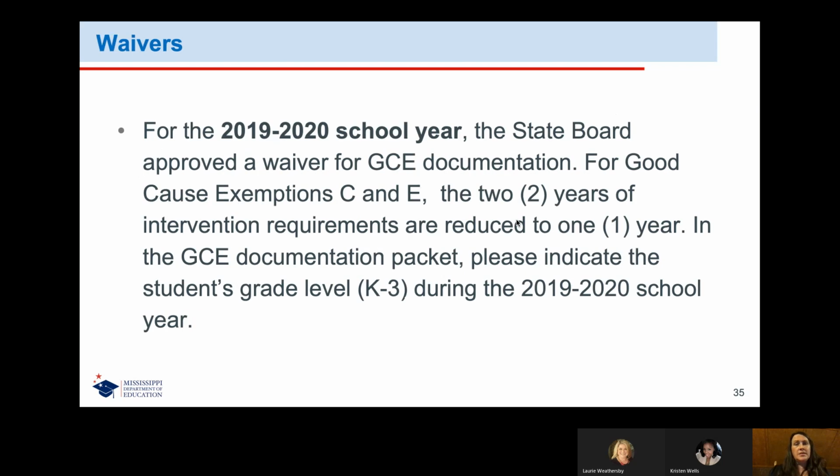So this fall, the State Board of Education approved some waivers concerning good cause exemption documentation. For good cause exemption C and E, the 2 years of intervention requirements are reduced to 1 year. So in the good cause exemption documentation packet, when you complete it, please indicate the school's grade level, kindergarten through third grade during the 2019-2020 school year. So what that means is good cause exemption C now requires 1 year of intervention and 1 year of retention, and then good cause exemption E would be 1 year of intervention and then 2 years of retention for the 2019 or 2020-21 school year.